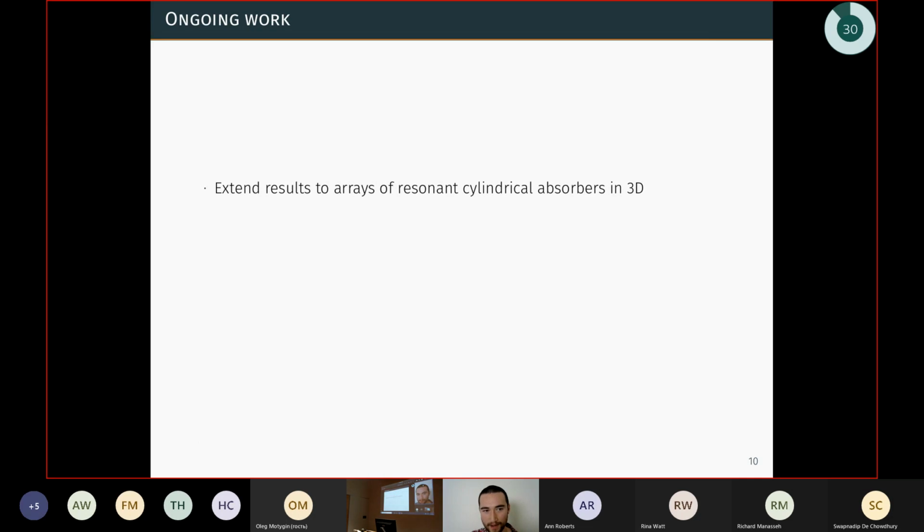So I'm just going to wrap up here. A couple of future projects which I'm hoping to get started on or have already started on. I'd like to extend the results to an array of cylindrical resonant absorbers in 3 dimensions. That could allow consideration of things like oblique incidence and what the effect of that could be. I'd also like to look at simulating broadband wave packets in the time domain and seeing how the frequency components are actually separating.